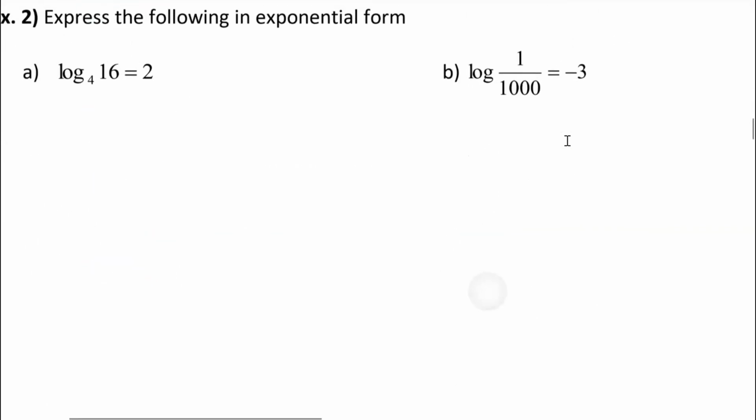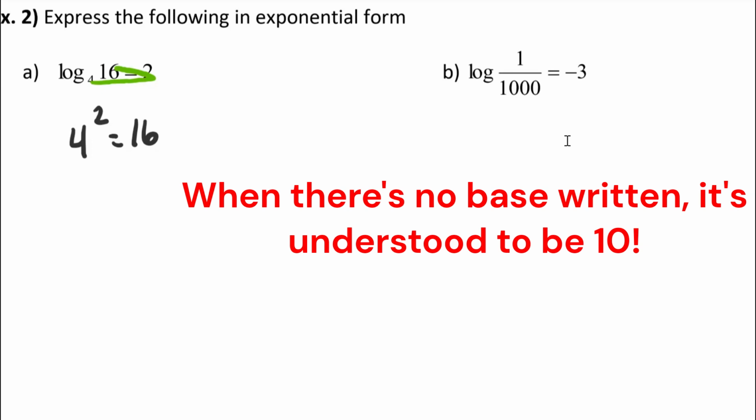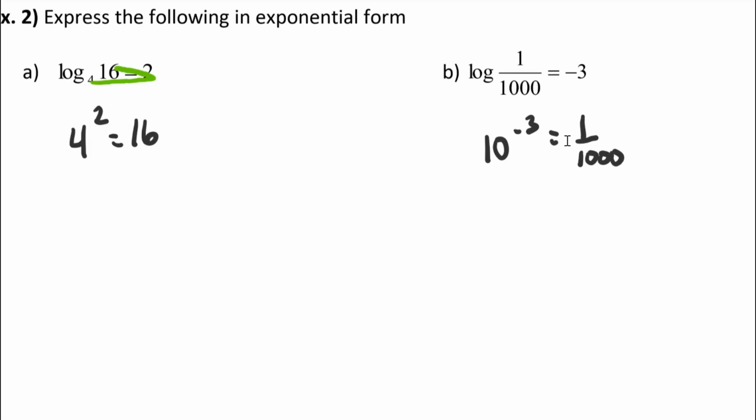Other way, right? Express the following in exponential form. It's going to be the same thing with the rule of 7. You start with the 4, then write the 2, which gives you the answer 16. So it should be 4 to the power of 2, which equals 16, okay? The next one is log base 10, right? When there's no number written there, that's saying log base 10. So it's going to be 10 to the power of negative 3 is equal to 1 over 1,000. Again, if you want to use the rule of 7, your 10 is written first, then your negative 3, then your 1 over 1,000, okay?